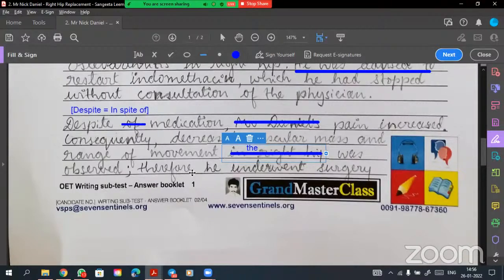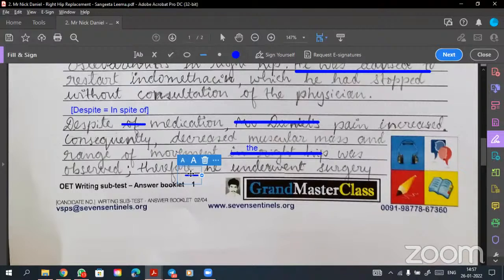Therefore, comma. No, you said consequently, there was decreased muscular mass and range of movement. Therefore, decreased muscular mass and diminished or reduced range of motion were observed. Decreased muscular mass and reduced range of movement were observed.